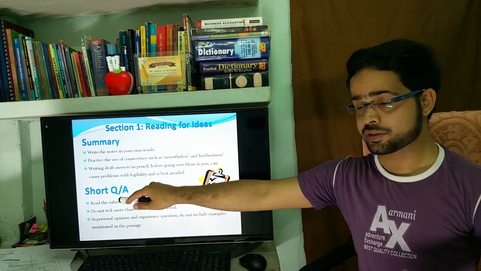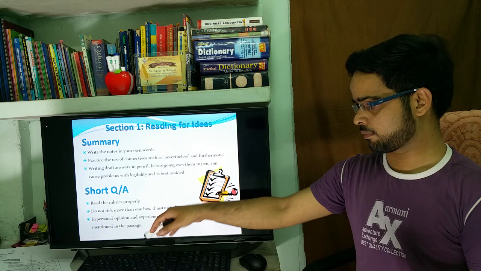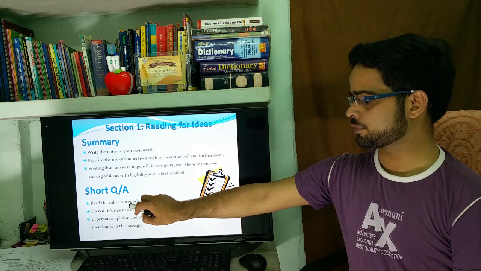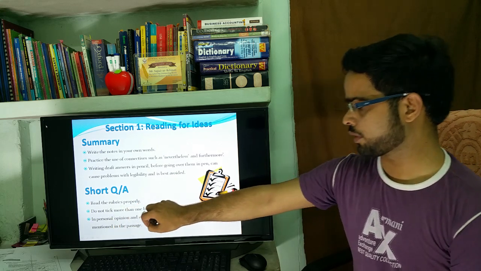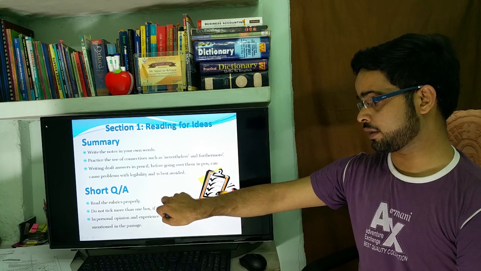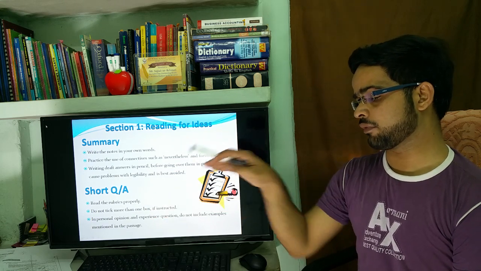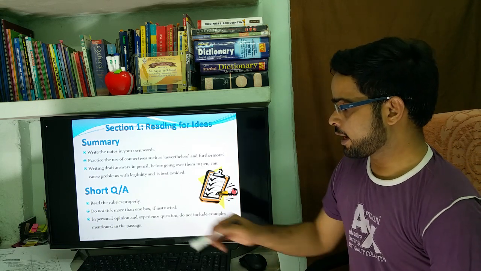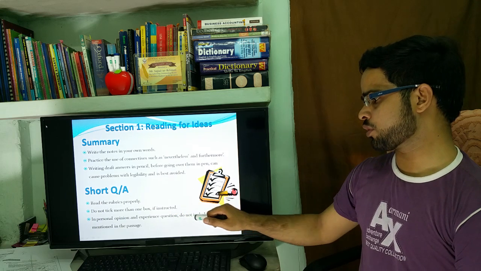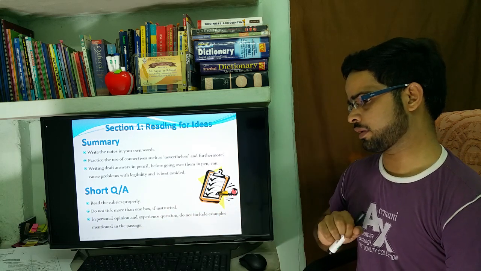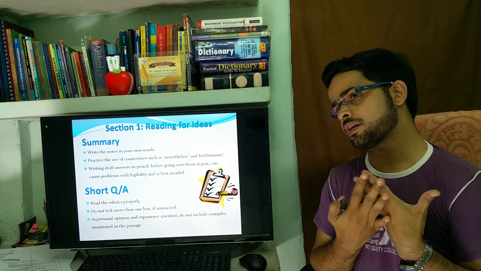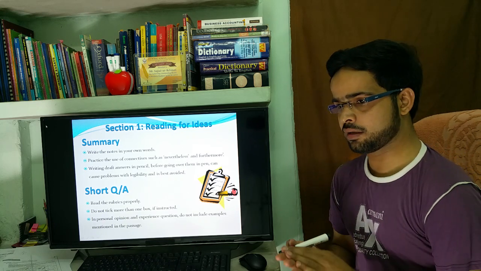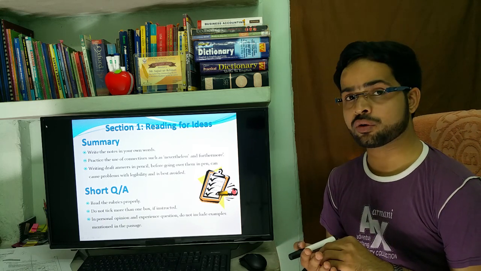Short question answers. Read the rubrics of short question answers, of fact and opinion questions or true and false questions. Read the rubrics properly. Do not tick more than one box if instructed. If they are saying tick, tick only one box. In personal opinion and experience questions, do not include examples mentioned in the passage. If they are asking you about your opinion, please do not add the opinion mentioned in the passage. Give your own.